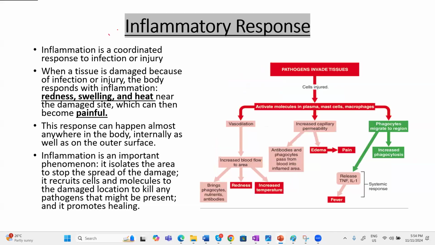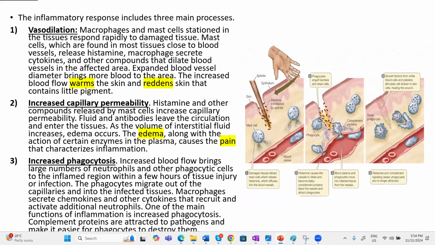Next is the inflammatory response. There are 4 signs: redness, swelling, heat, and pain. Is it clear? It is a response to infection or injury. Now see here, 3 steps are there. First is vasodilation. For vasodilation, mast cells will release histamine. Macrophages will release cytokines. And the impact is that the blood vessel will dilate. When the blood vessel dilates, more blood flows in, so it warms the skin. And because too much blood is coming here, redness is caused there.